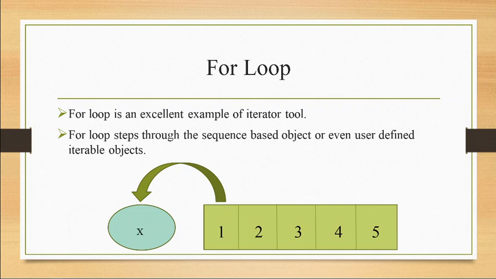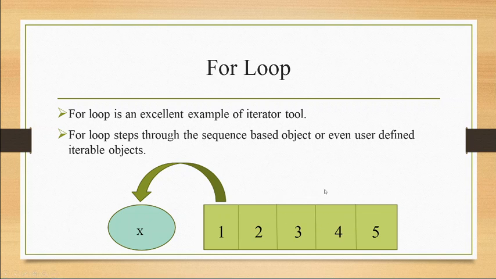But we can also iterate through iterables using a for loop. For loop is an excellent example of an iterator tool. A for loop steps through sequence-based objects or even user-defined iterable objects one by one. A for loop has a variable. In a for loop, the variable is taken as a target to contain one item at a time through the mentioned iterable object.